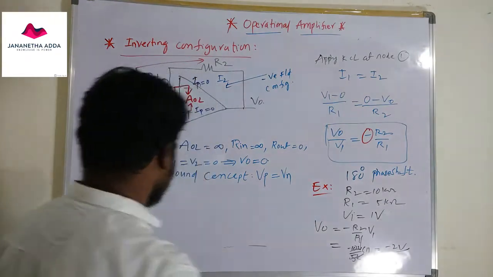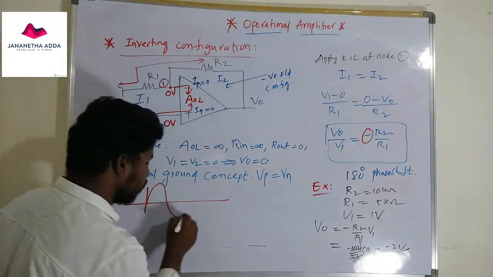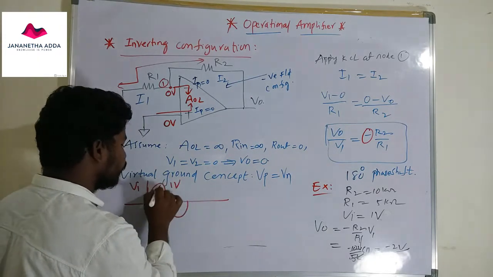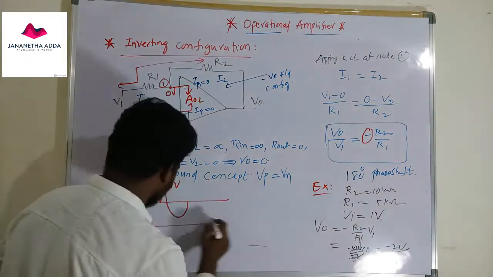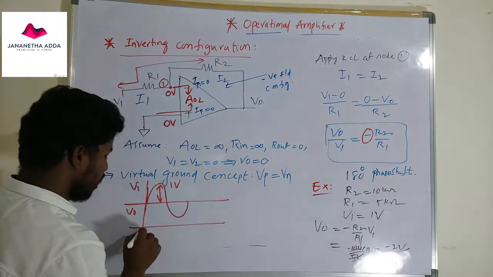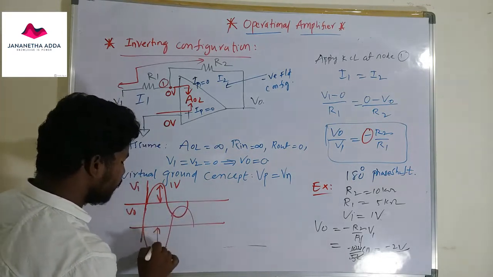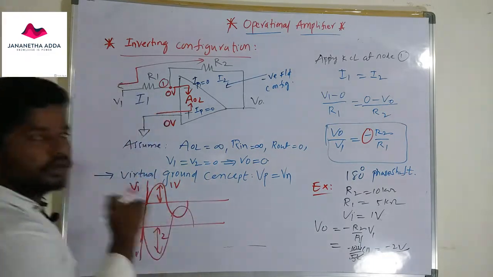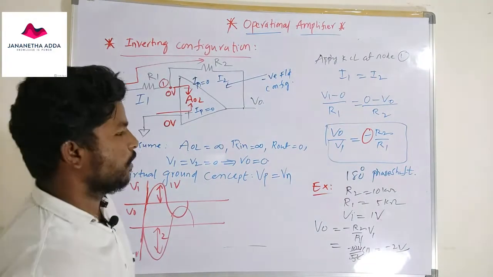If I draw the waveforms of that signal, if I give a sinusoidal signal as V input having an amplitude of 1 volt, I get an output signal having an amplitude of 2 volts, which is a negative 2 amplitude with respect to the input. This is about the inverting configuration of operational amplifier.